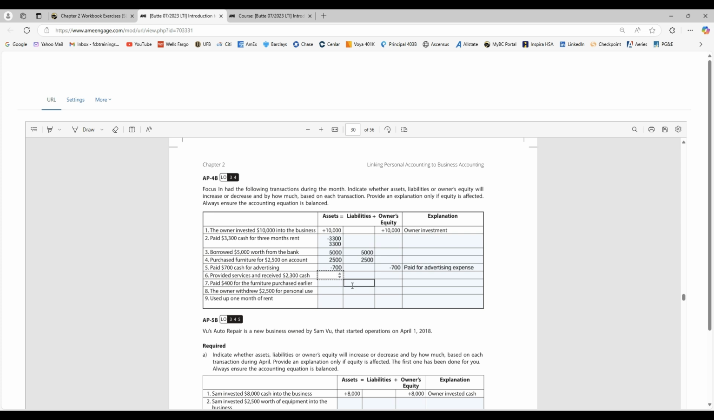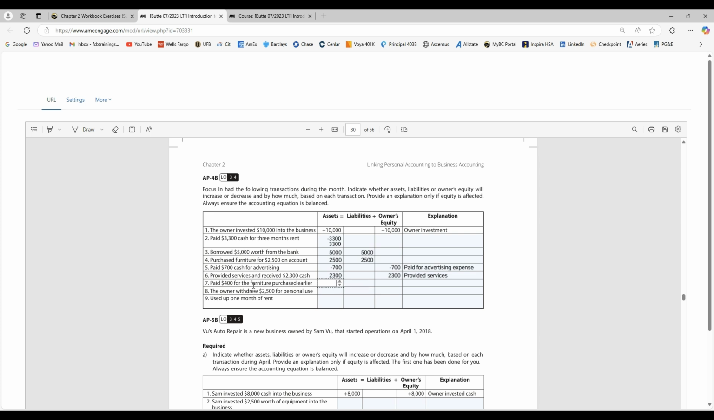Okay, provided services and received $2,300 in cash. Right off the bat, we see cash going up, and then as we just mentioned, owner's equity will be increased for revenue and decreased for expenses, like we saw in the previous problem.